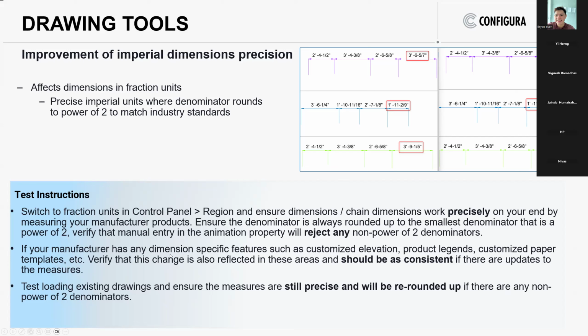If your manufacturer has any dimension-specific features, such as a customized elevation, a product legend, a finish legend, or a customized paper template, please verify that this change is also reflected in these areas. And it should be consistent if there are updates to the measures. Of course, this also affects old drawings. Ensure that the measures are still precise and will be re-rounded up if they are non-power of 2 denominators, just like this one on the left.